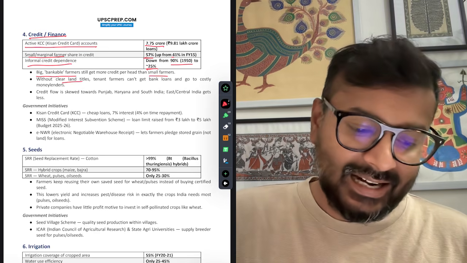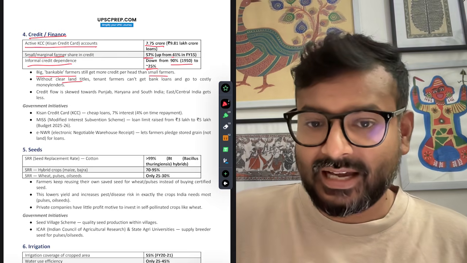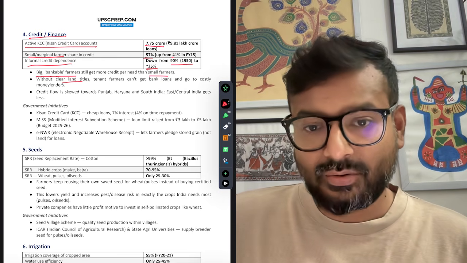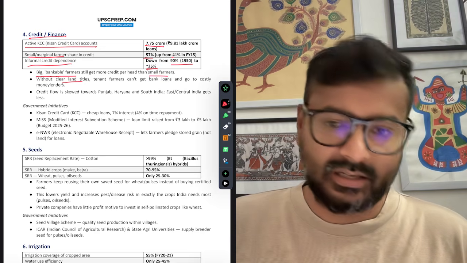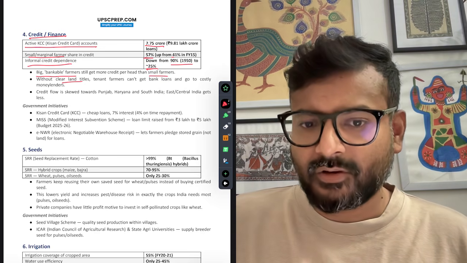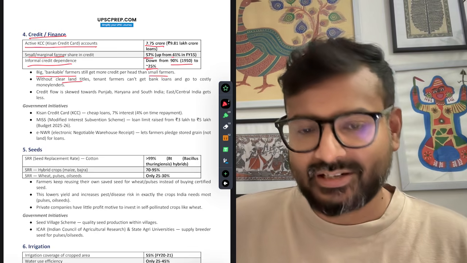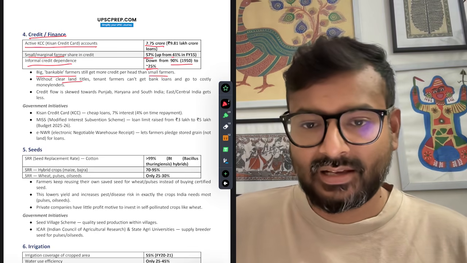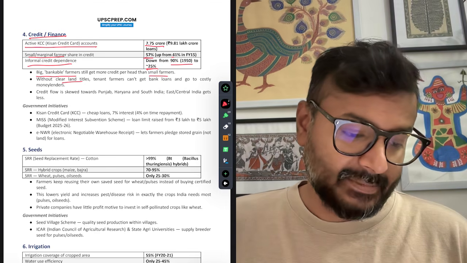Without clear land titles, a lot of farmers are not able to get loans because they cannot pledge that land as collateral in the banks, and therefore they're not able to get access to formal credit. And formal credit is important because formal credit you can get access to at lesser interest rates, whereas the local money lenders, informal sources, they will charge very exorbitant interest rates.